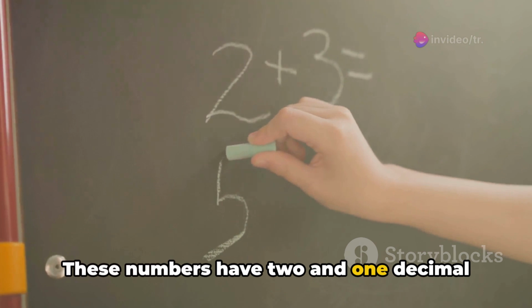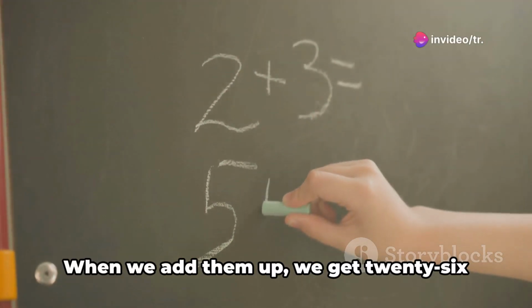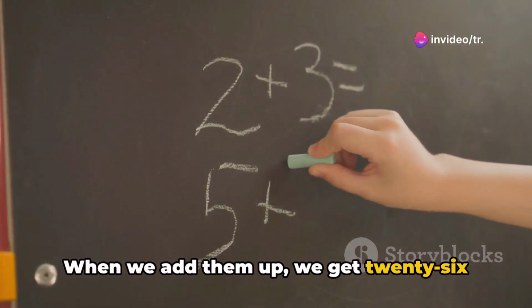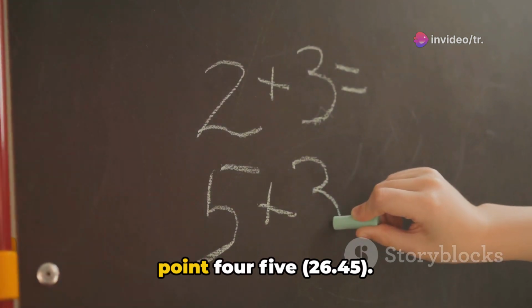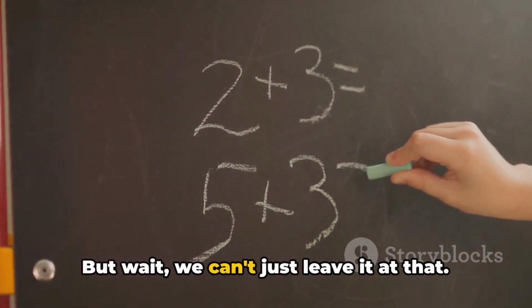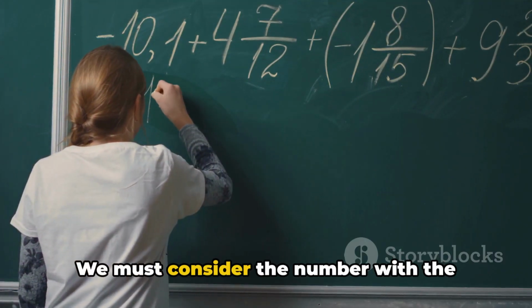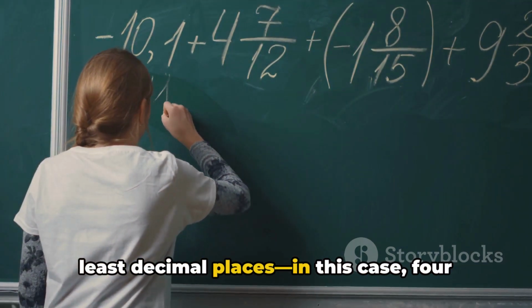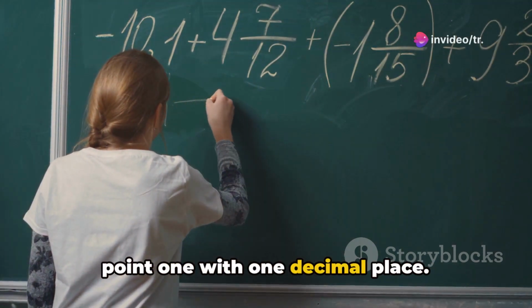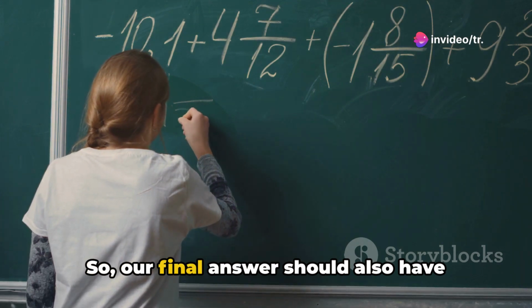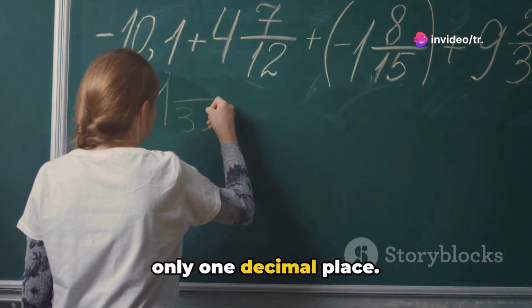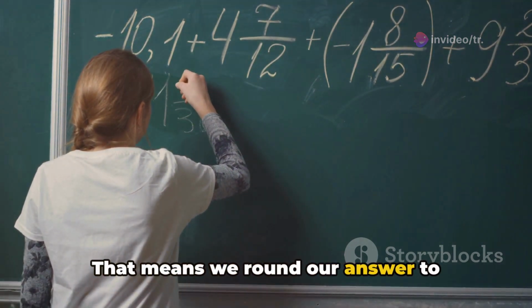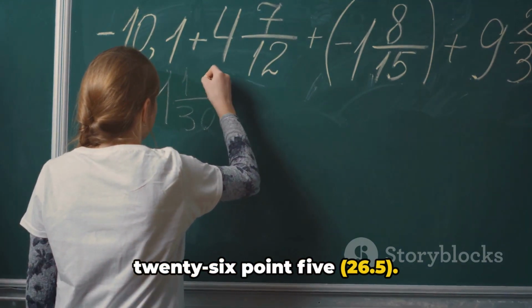These numbers have 2 and 1 decimal places, respectively. When we add them up, we get 26.45. But wait, we can't just leave it at that. We must consider the number with the least decimal places, in this case 4.1 with 1 decimal place. So our final answer should also have only 1 decimal place. That means we round our answer to 26.5.